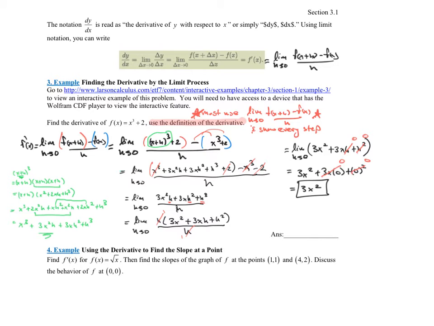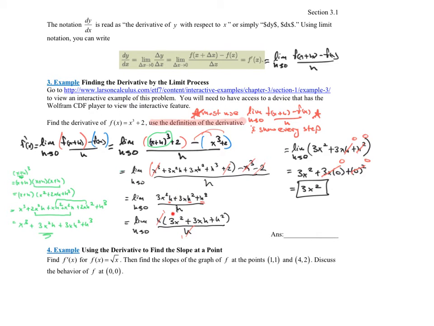But what I want to do here is point out a couple of things. First thing, why the heck did we do this whole entire process? Well, if all we wanted to do was plug in 0 for h, look back at the beginning. If we plugged in 0 for h, we would have had x cubed plus 2 minus x cubed plus 2 all over h. We would have had 0 on the numerator, 0 in the denominator, which would have been undefined, so we'd have to keep on going. Same thing here: if we plugged in 0 for h, we would have ended up with 0 on top, 0 on bottom.